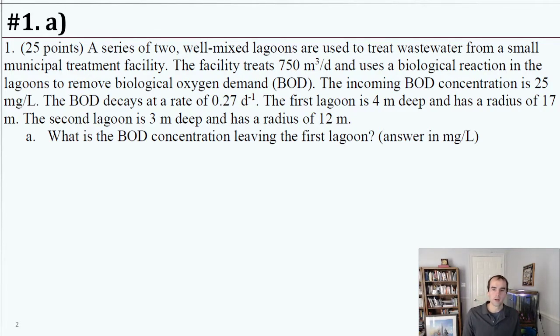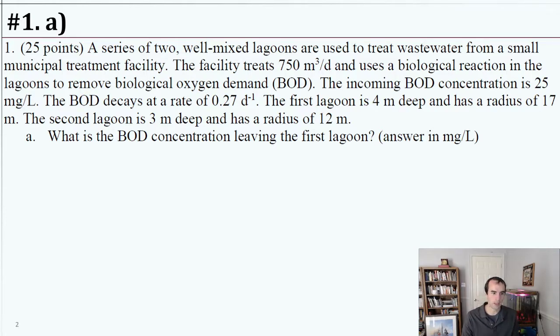And so here we have a series of 2 well-mixed lagoons. They're being used to treat wastewater from a small municipal treatment facility. That treatment plant treats 750 cubic meters per day and uses a biological reactor in the lagoon to remove BOD, biological oxygen demand. The incoming BOD concentration is 25 milligrams per liter. The BOD decays at a rate of 0.27 per day. The first lagoon is 4 meters deep and has a radius of 17 meters. The second lagoon is 3 meters deep and has a radius of 12 meters.